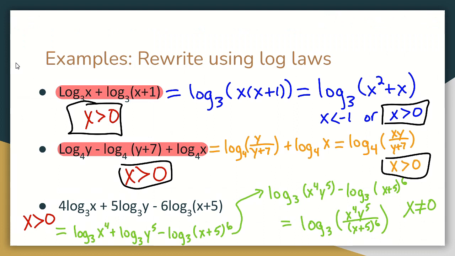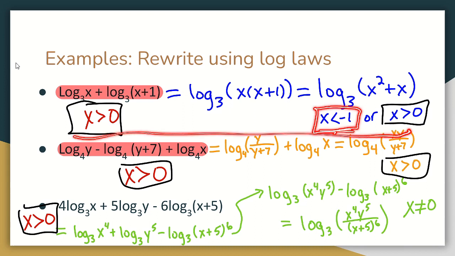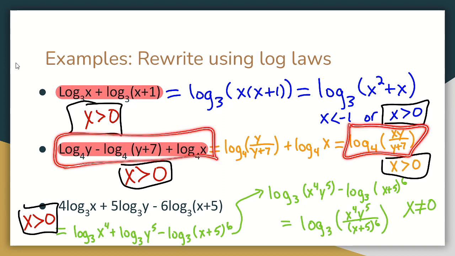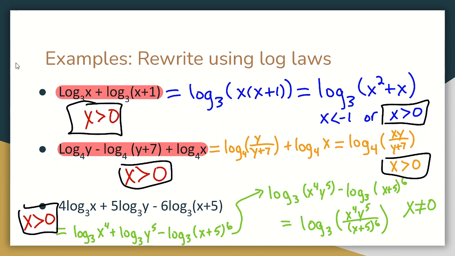All right, so you can see that here we have to have x greater than 0 because that's the more restrictive of the two. So here we couldn't allow x to be less than -1 because then this and that wouldn't be equivalent. Here, these two are equivalent. And here, this just said x can't equal 0, but this one's more restrictive. x is greater than 0. So that's the one we have to go with.